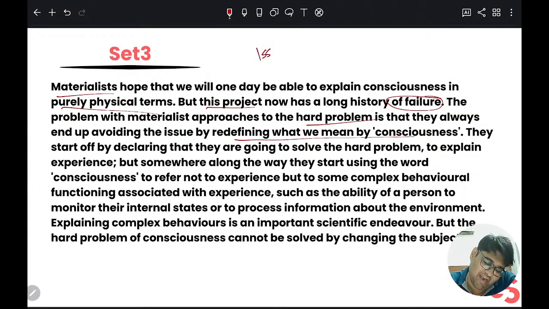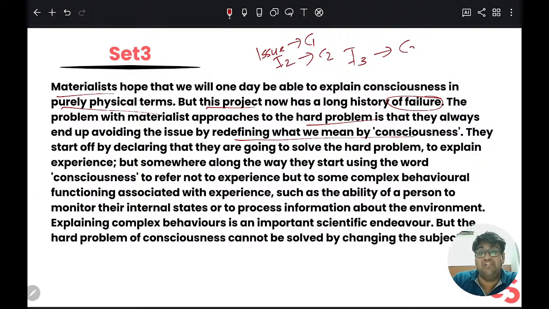For one issue, they say this is consciousness. Now I go to a materialist with a second issue, and he will say that this is consciousness. If I go with a third issue, he will say that another thing is consciousness. He doesn't have a proper definition of consciousness. He is constantly redefining it, with no consistency at all. They start off by declaring that they are going to solve the hard problem. Big talk, huh? They say they're going to explain experience.